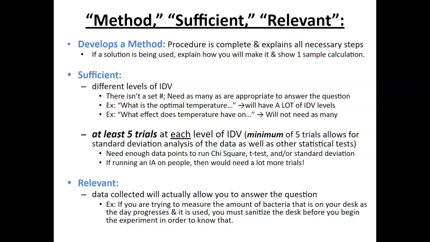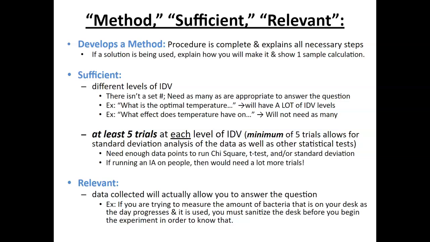For example, what is the optimal temperature? Well, optimal means at its best. That's a strong word. So if you pick that and you were doing temperature, you'd have a lot of levels of independent variable, and they'd all have to be very, very close increments together so that you could find the best temperature. I would avoid the word optimal if you can, because if you phrase the research question this way, what effect does temperature have on? That's really different, right? And you don't need as many levels of independent variable. So it's all in the phrasing.